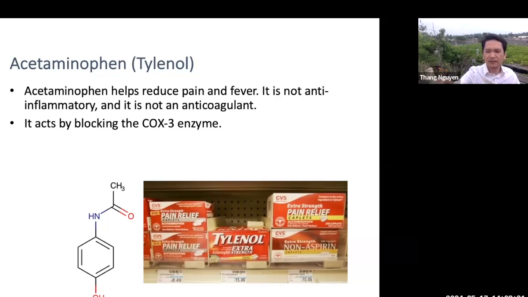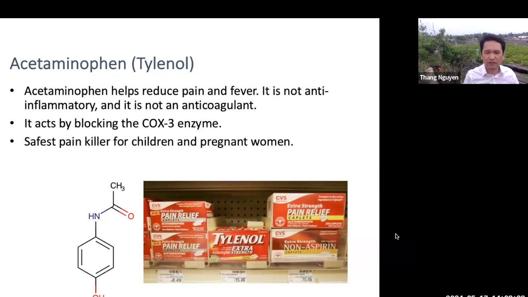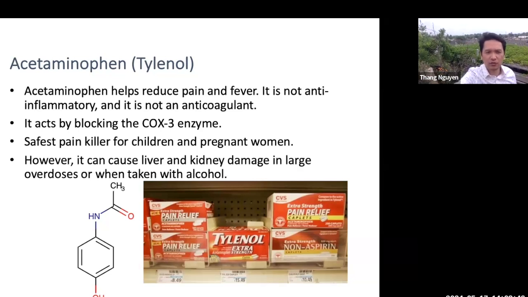Because of that, acetaminophen is the most gentle of all these medicines in terms of stomach problems. So much so that it is the safest among all four as a painkiller for children and pregnant women, and also people with stomach issues. However, it still has its downsides: it can cause liver and kidney damage if you use a large amount of it or if you abuse it with alcohol.